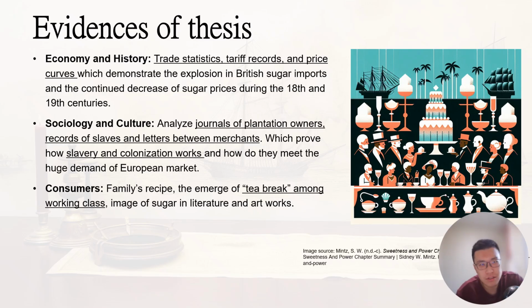And the second perspective of evidence is the sociology and culture perspective. So besides trade records, the author also analyzed journals of plantation owners, records of slaves, and letters between merchants, which are all from a sociology or culture perspective. All these records, like slave records, prove how slavery and colonization worked, and how this system worked in order to meet the huge demand of European markets.